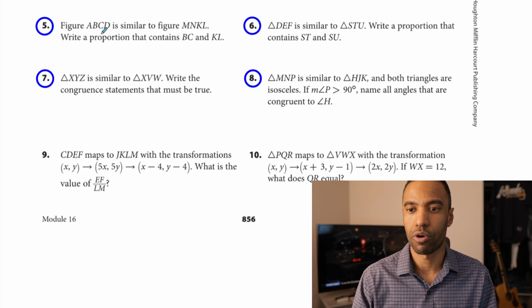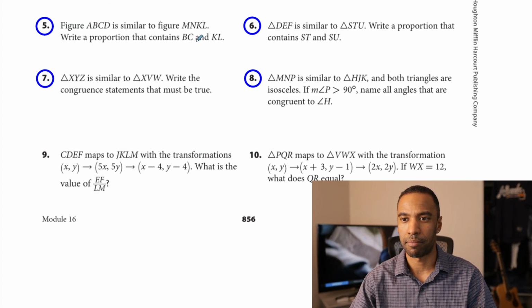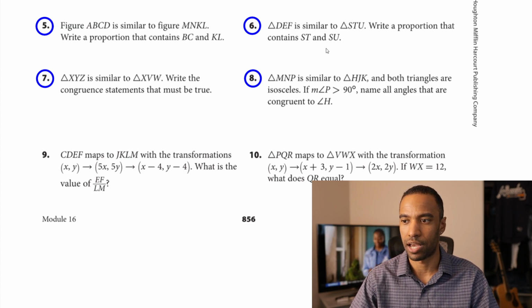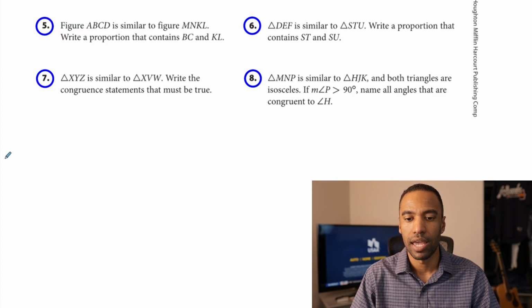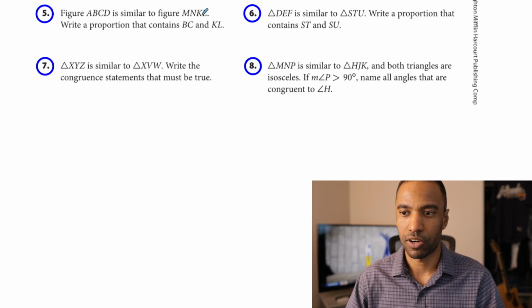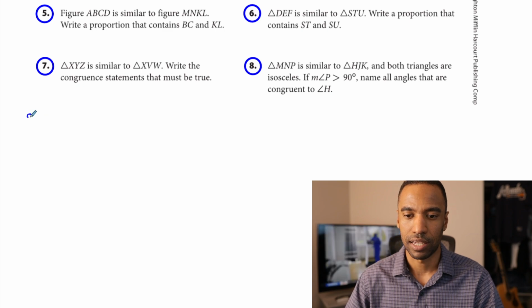So these first 4 problems, and sometimes I like to draw these, so maybe I'll give some space on the bottom. I'm not doing these ones on the bottom, so if it's okay with you, I'm just going to go ahead and clear these ones out down here. And we're going to look at this 5 through 8 to start with. I'm going to start with number 5, where it says figure ABCD is similar to figure MNKL, write a proportion that contains BC and KL.